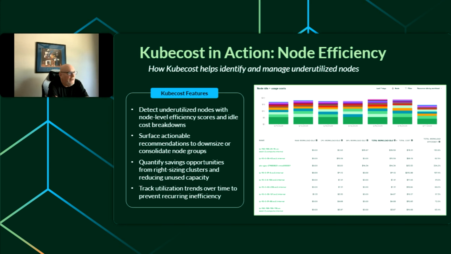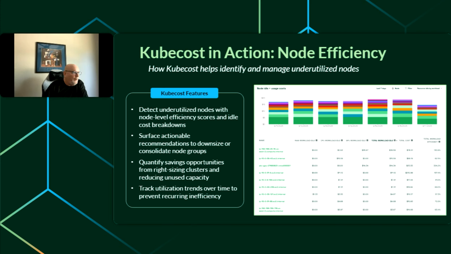We can also look at savings opportunities. All of these numbers here where we see idle figures, these represent savings opportunities. Kubecost can also track this over time. So I want to look at what my workloads look like next week versus the previous week. We can do that so that we can understand what those trends are looking like.